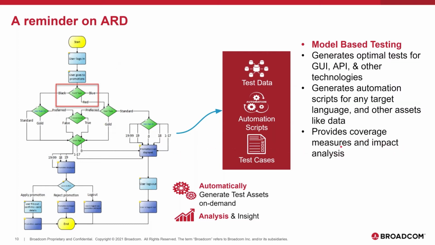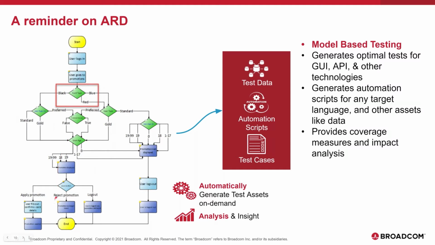Now, again, whenever something changes, we can do automatic impact analysis. We can automatically measure the coverage, et cetera, because we have a basis of an unambiguous statement of how something is supposed to work. And we know all of the test cases that we have.